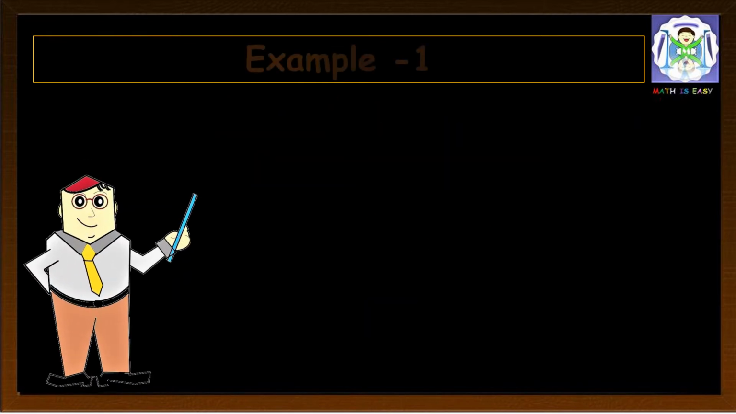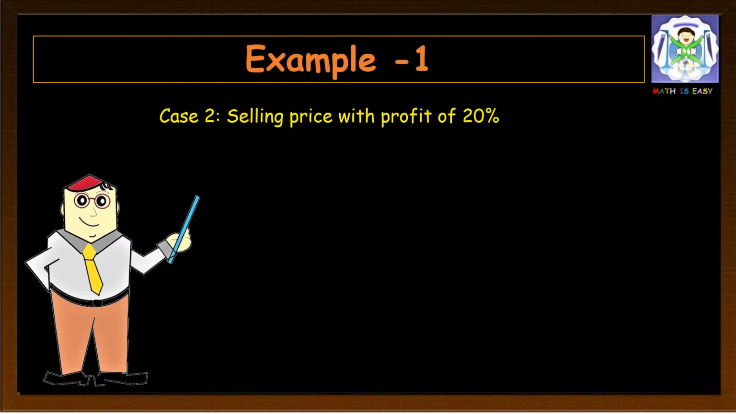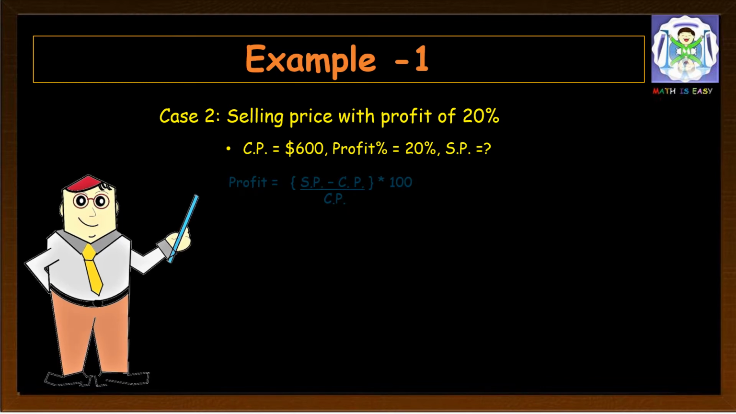Okay, now the case 2. In the case 2, we have to find out the selling price with a profit of 20%. From the case 1, we got the cost price is $600 and now we have to find out the selling price with 20%. So we will use the same formula which we have mentioned earlier, which is profit is equal to selling price minus cost price over cost price multiplied by 100.